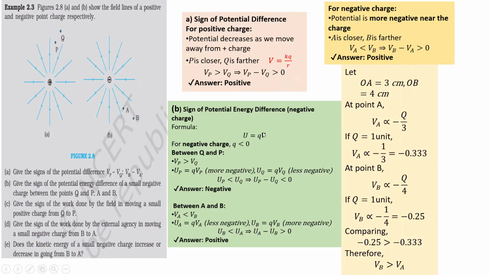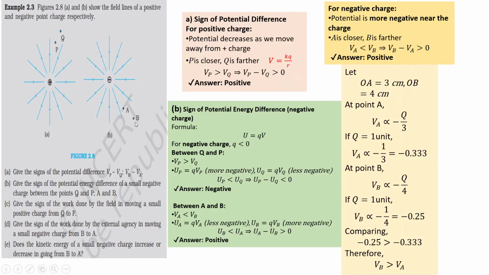Now, potential energy formula, charge into potential, right? Potential energy at P equals charge into potential at P. Vp is more, so that is more negative. Similarly, Q into Vq is less negative. Potential energy at P is less than potential energy at Q. That is, UP minus UQ is less than 0. Therefore, we can say that the difference between potential energies is negative.